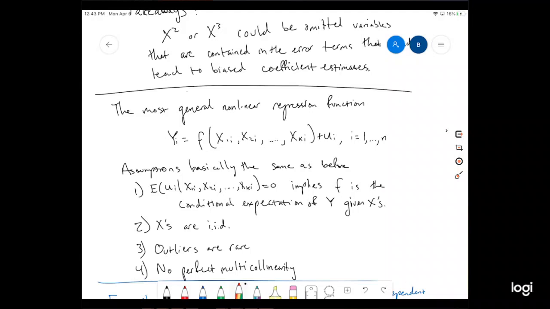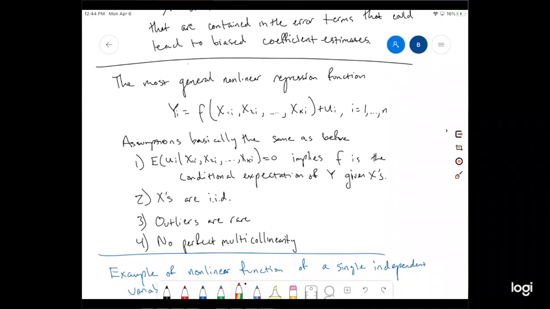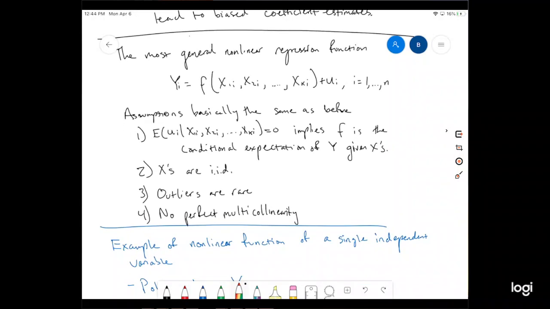The assumptions for these nonlinear models are basically the same as before. Assumption number 1, the expected value of the ui conditional on all the x's is equal to 0, which implies that f is the conditional expectation function of y given the x's. The xi's are IID again, outliers are rare, and there's no perfect multicollinearity. So if you have questions about those assumptions, go back to lecture notes 6, I want to say, where we go over those in more detail.